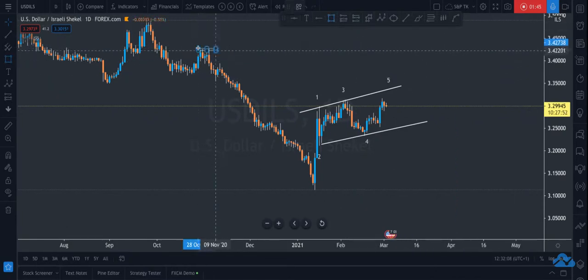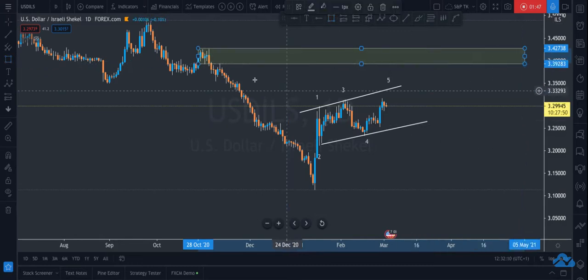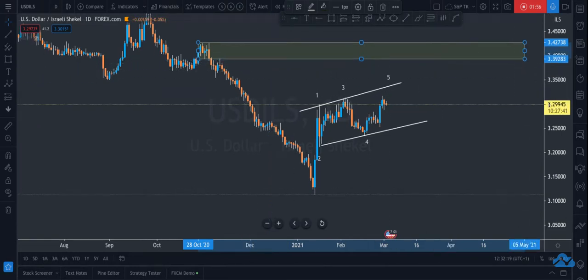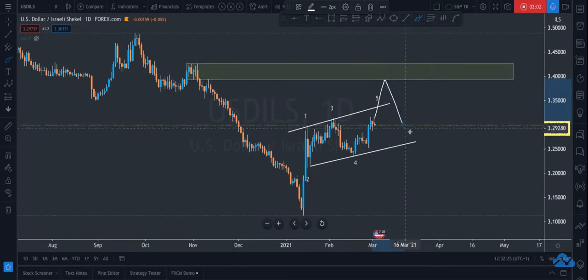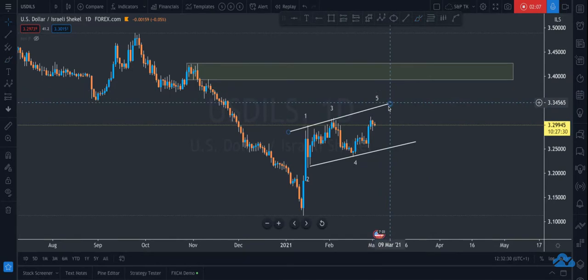Here we also have a very good area, which is a supply area, where probably price will react in the future. Here probably we can go short, but until price reaches this area, we have to look for long positions.